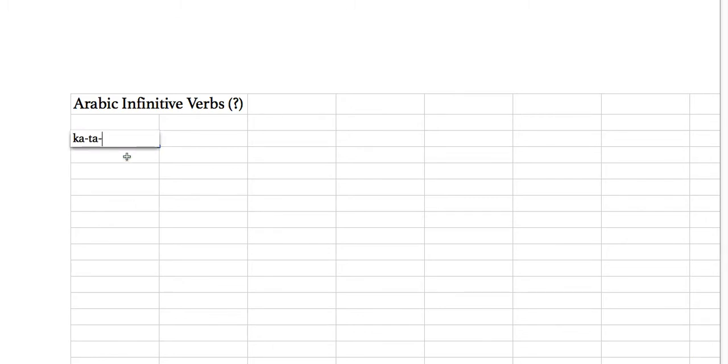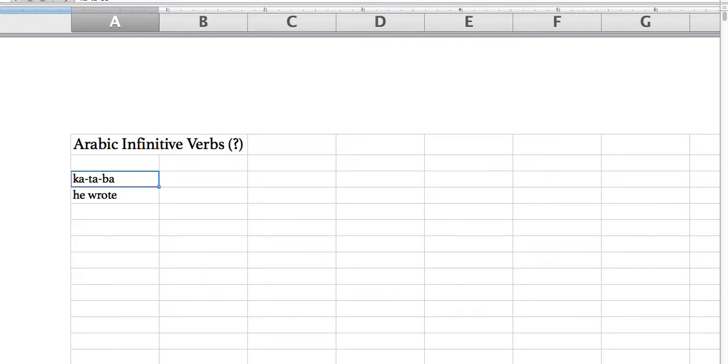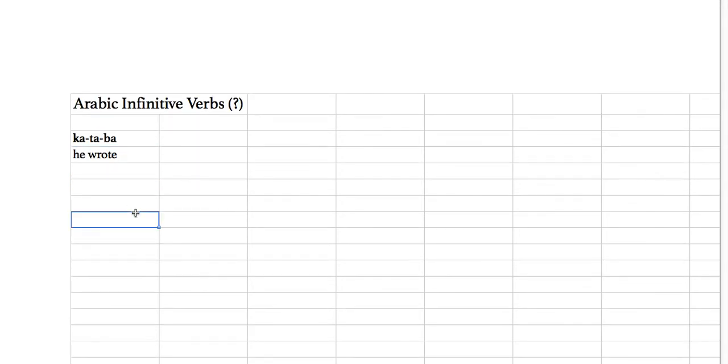Kataba literally means he wrote, for example, right? It's often the way that verbs are presented, okay? But it is not correct to say orid, which means I want, and let's pretend that kataba were the infinitive. We want I want to write, right? So orid kataba, it does not work that way. You do not say orid kataba.